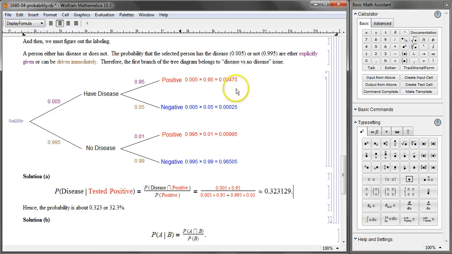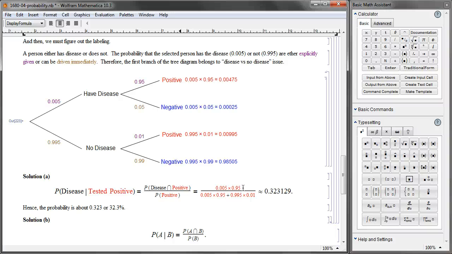And how did we get this and that? Of course, we followed the path. 0.05, this path, times 0.95. We get that. How do you get this? Have disease but negative, 0.05 times 0.05, we get this figure. All these numbers are coming from appropriate multiplication through the multiplication principle. Apply those into this conditional probability formula. We have the downstairs as the condition and the intersection as the numerator.